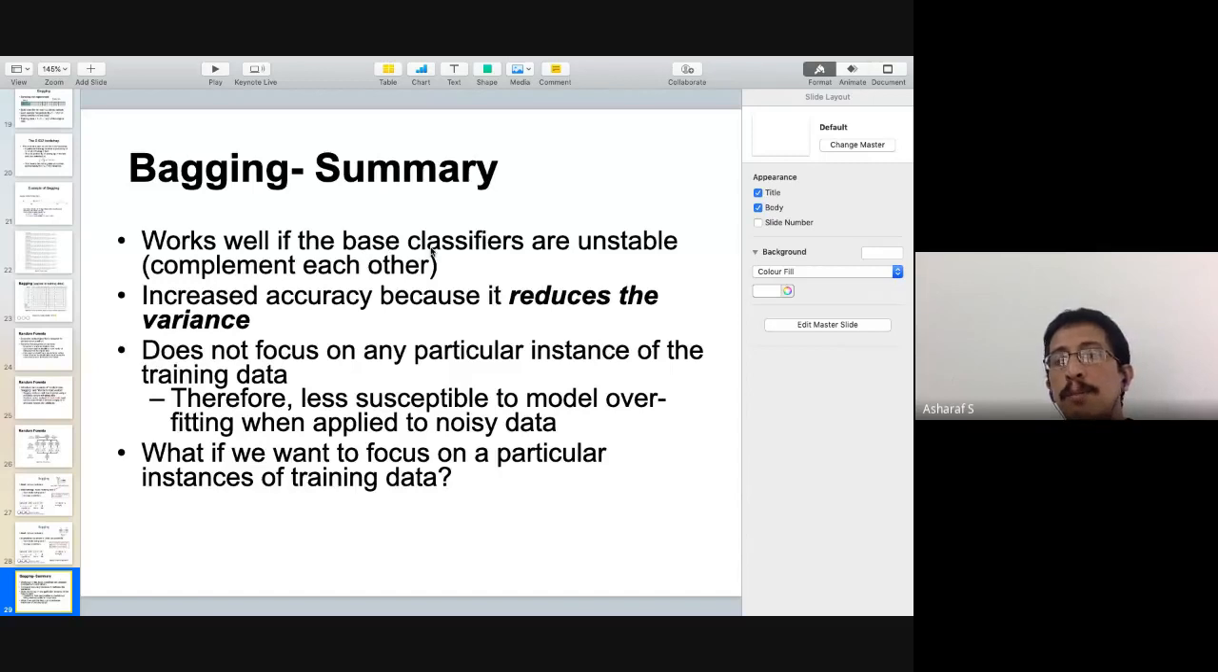It works well if the base classifiers are unstable, meaning weak learners, and increases accuracy because it reduces the variance. It does not focus on any particular instance of the training data. Individual models may even overfit, but the ensemble is less susceptible to overfitting in the overall context, though individuals can be specialists. That's what bagging is all about.